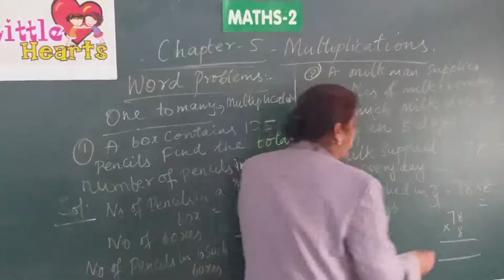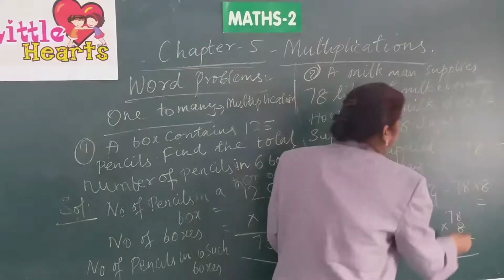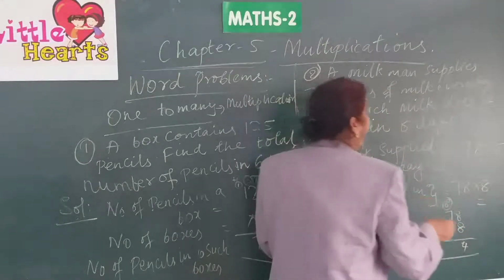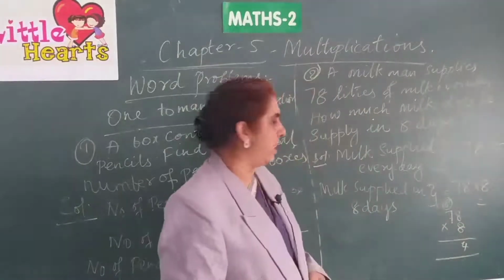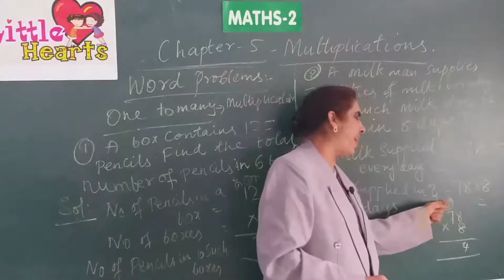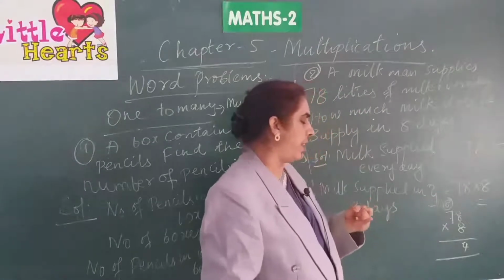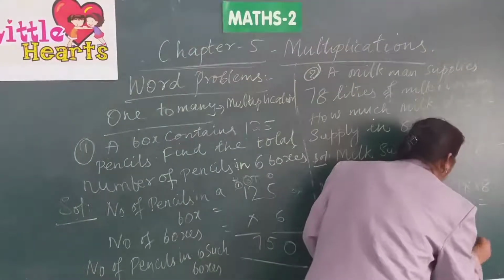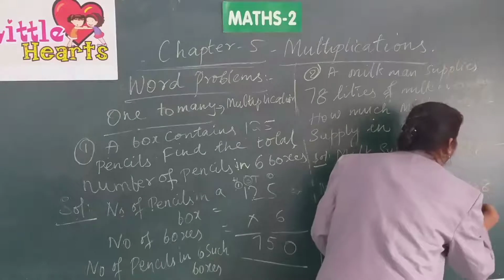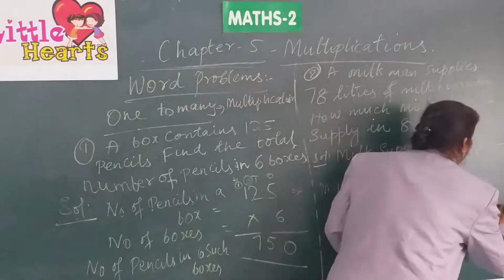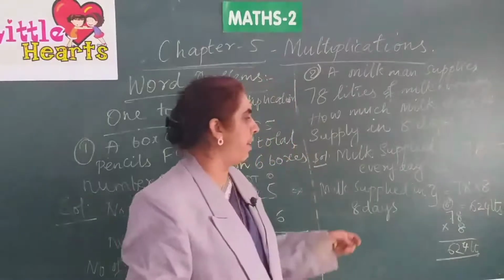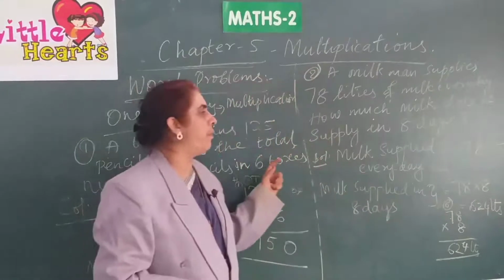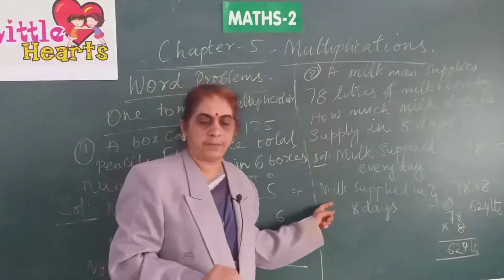Now multiply 78 by 8. 8 8s are 64. 8 7s are 56, and this carryover 6 should be added to 56. 57, 58, 59, 60, 61, 62. So he supplies 624 liters of milk for 8 days. 1 to many, always we have to use multiplication.